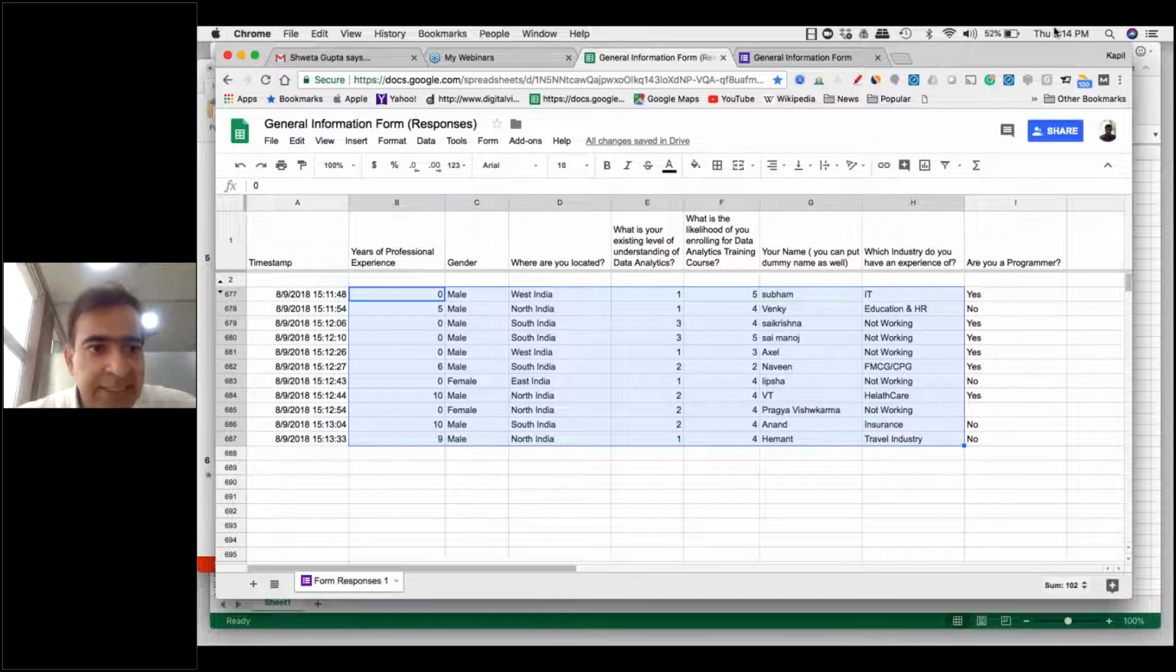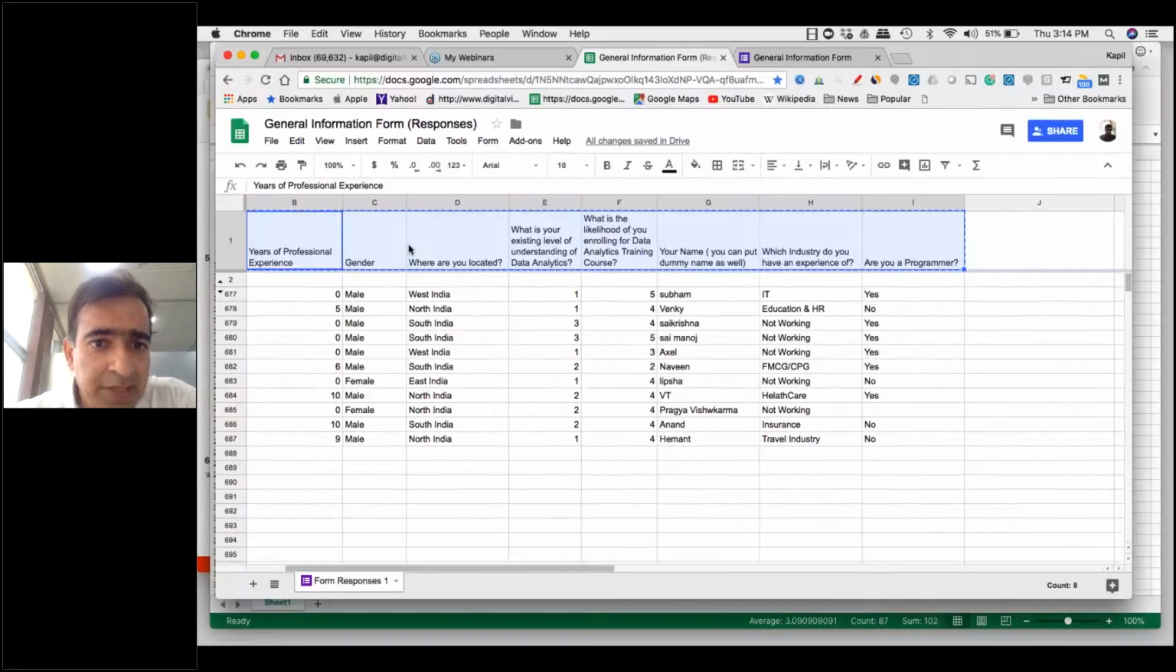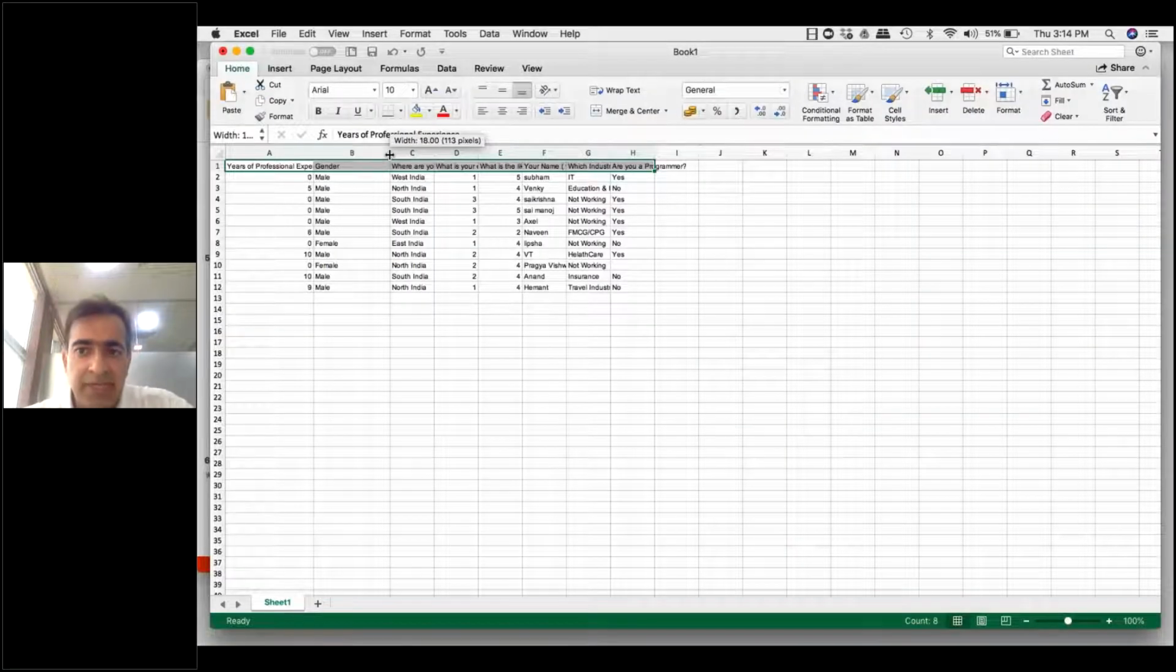Excel has a decently good number of functional libraries that are available, and then I will just copy all the columns and paste it over here. So here is the data in front of us: the professional years of experience people have, gender, where they are located, the likelihood to do the program, and then the name, the industry, and are you a programmer or not? Yes or no in that case.